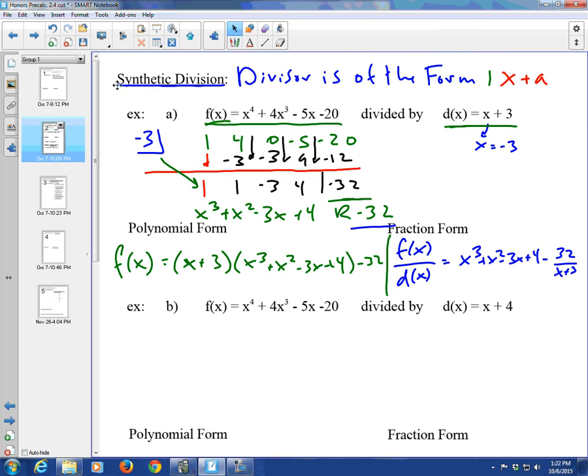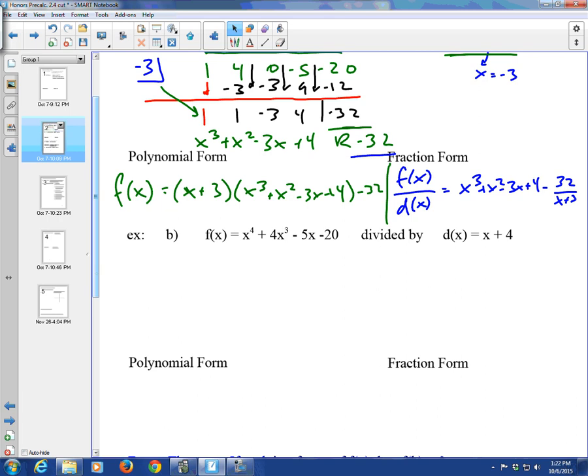All right, so right here, we have an example for you guys to try. It's the same polynomial, but now we're dividing it by x plus 4. So why don't you guys pause the video and give this one a shot.